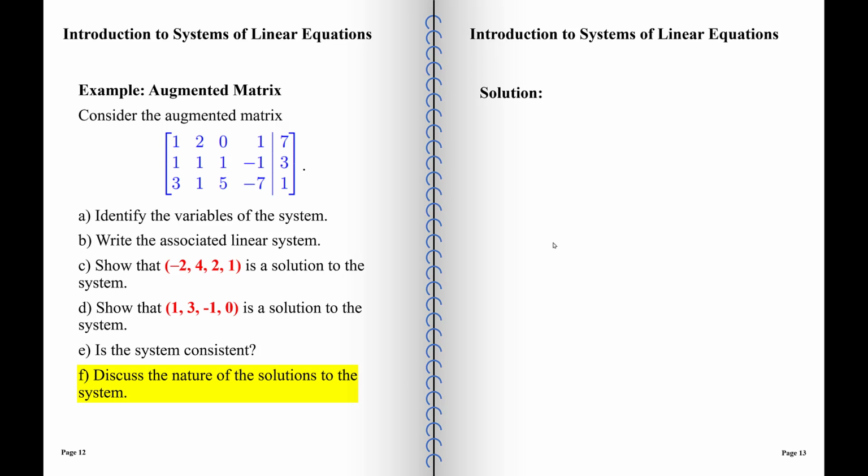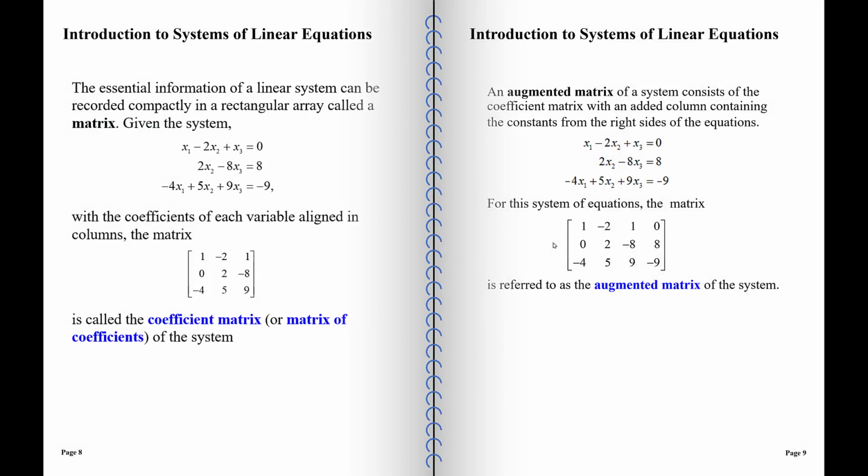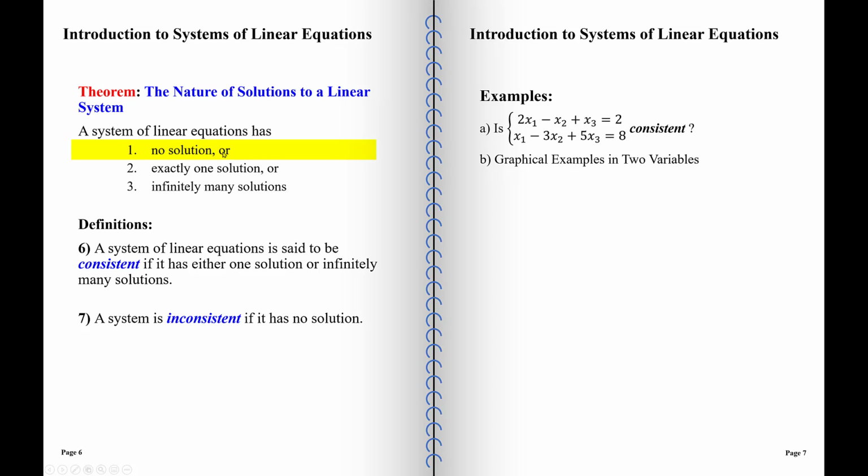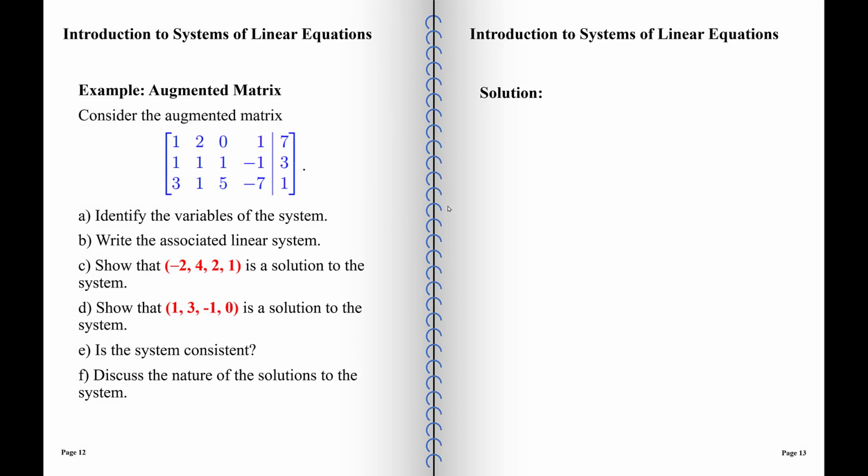Now, what about part F? Discuss the nature of the solutions. Well, I have 2 solutions to the system. Can these be the only 2? The answer is no. Our first theorem tells us that it's no. You can have none. We know it's not the case that you have none because I have 2. You can have exactly 1. We know that can't be the case because I have 2. So what's left? We must have infinitely many. So therefore, there must be infinitely many solutions to this system. Again, we will find and describe those solutions in a subsequent lecture.